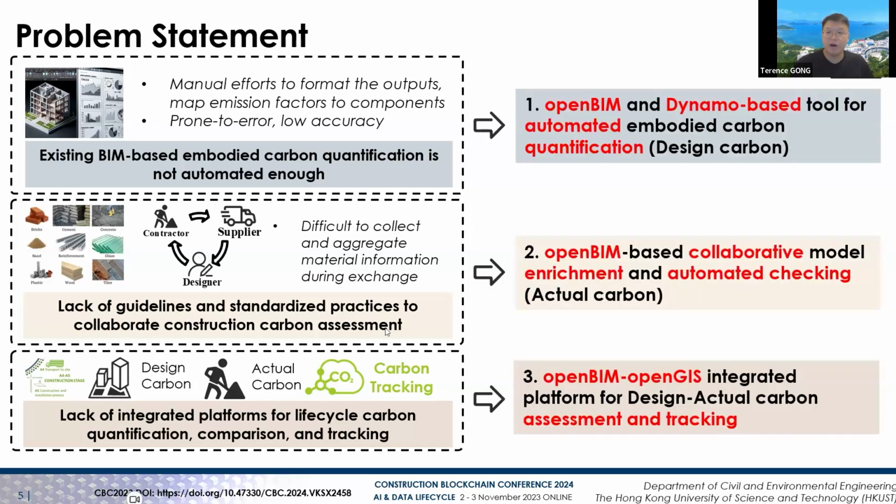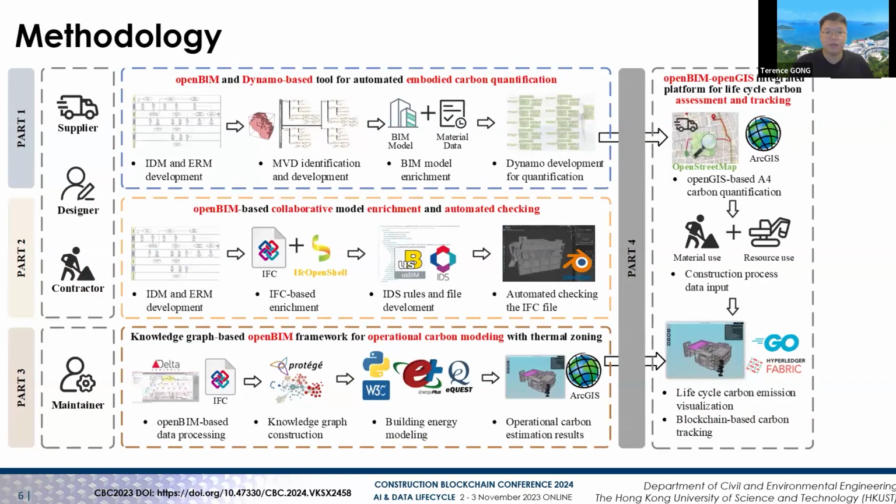Based on that, we developed some methods. We developed an OpenBIM-based and blockchain-enabled framework. The first part is OpenBIM and a Dynamo-based tool for automated embodied carbon quantification. The second part is an OpenBIM-based collaborative model for BIM information enrichment and automated tracking. The last part is OpenBIM and OpenGIS with the blockchain to make sure the carbon assessment tracking can be finished. So this is our methodology framework, shown here, and I will discuss it part by part.